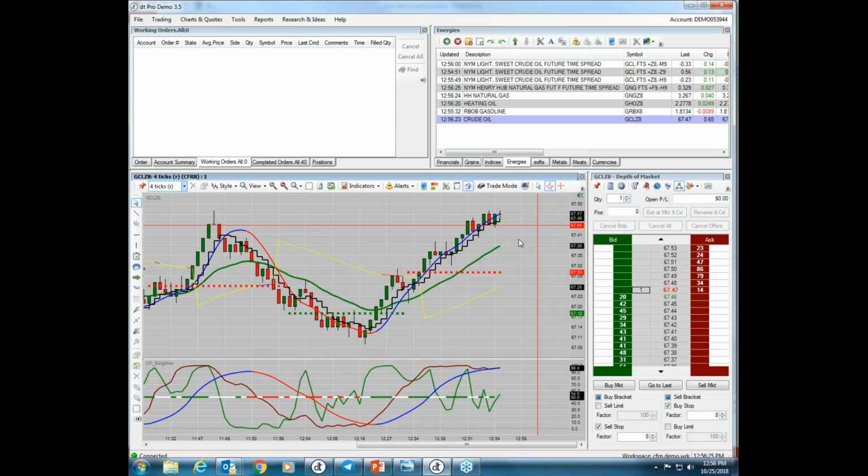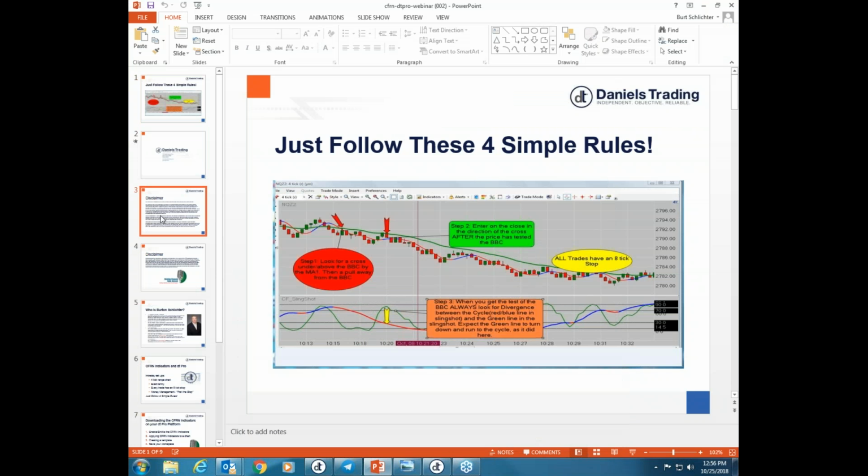There's some things that are moving here. This is the crude oil right off the bat. It seems to be rocking and rolling. So there might be some stuff for us to do, and win, lose, or draw, we'll talk about it. So that's the game plan.